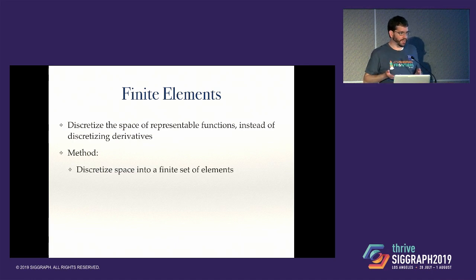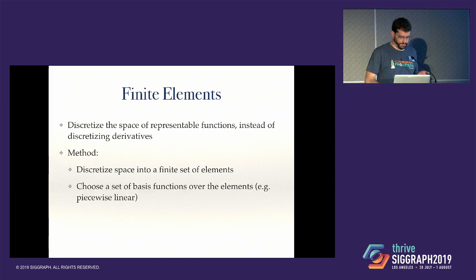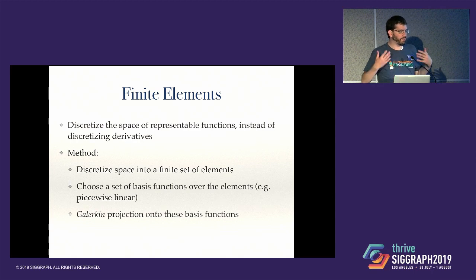We discretize the space into a set of finite elements. Then we choose basis functions over the elements, and typically this is piecewise linear, though people have explored higher order basis functions and other basis functions. Then we do what's called a Galerkin projection onto these basis functions. So the problem we want to solve, we project into the space of functions that we can actually represent, and then we solve the problem exactly in that space.